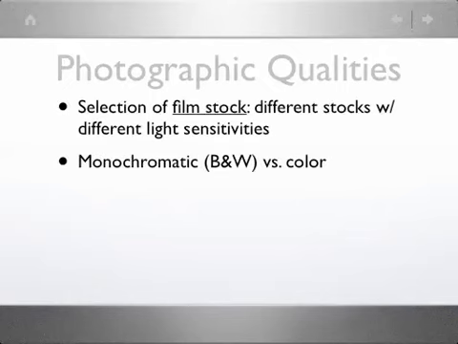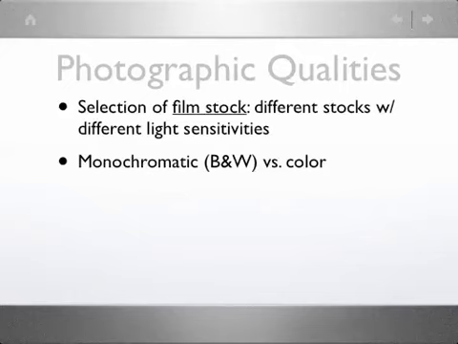Whether or not the image is monochromatic, or what we normally call black and white, or whether it is in color, is another big aspect of cinematography that is related to the photographic qualities of the image. Film stock is either black and white or color, and each of those types of film has, again, very different characteristics in terms of their chemical makeup.